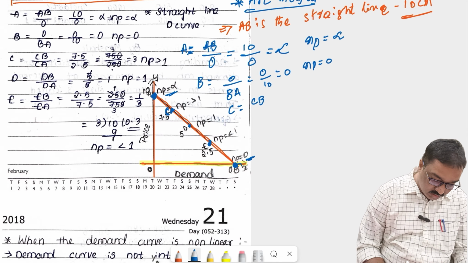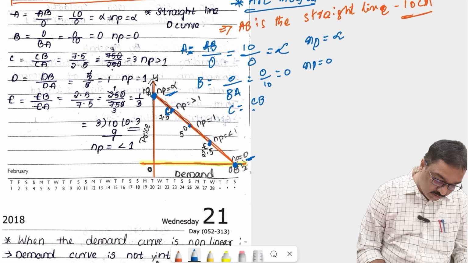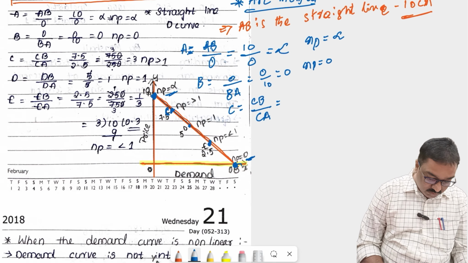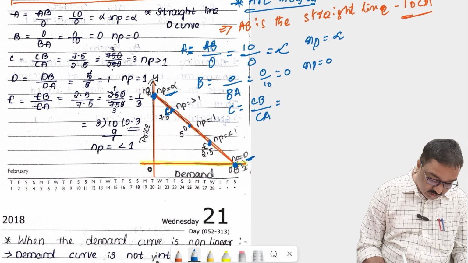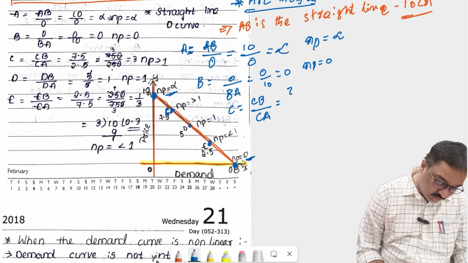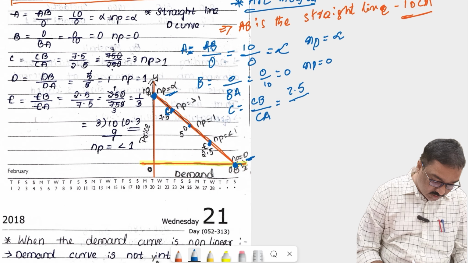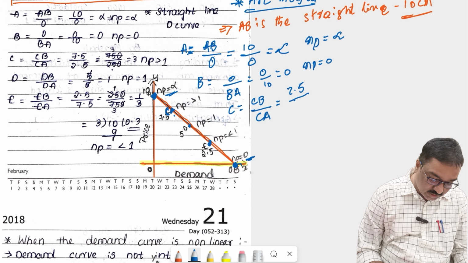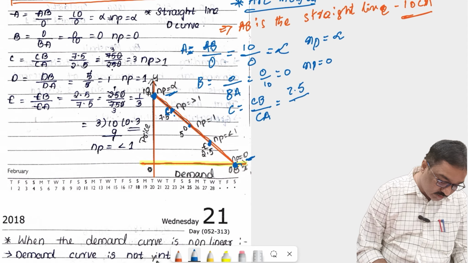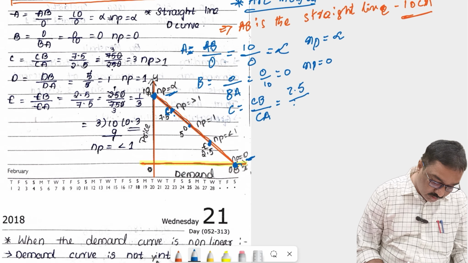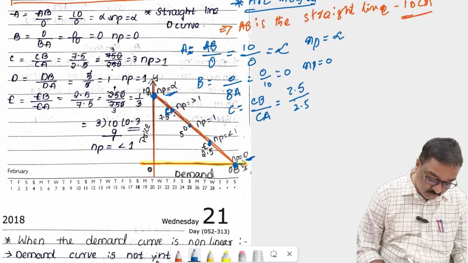From here to here, the upper segment CA. CB, how much is there? From C to B, it is 7.5. Upper segment, out of the 10 centimeters, 10 minus 7.5 centimeters. If you deduct that, what is the remaining from C to A? That is 2.5 centimeters.